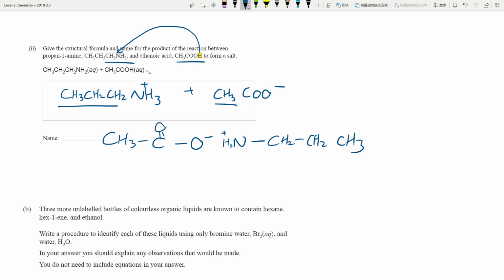Now, to give you a simpler example, what if I react the carboxylic acid with something like sodium? Actually, I don't want to confuse you too much, let's just ignore it. You literally just put the positive ion and negative ion together. I don't want to do too much because I think that might confuse you.